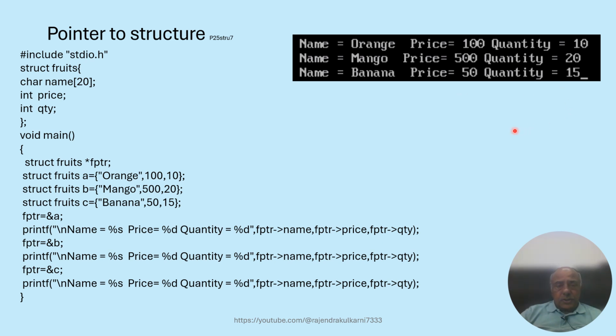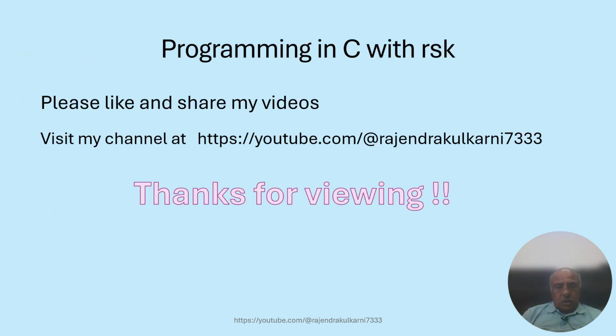So this is how a pointer to a structure works, how we can use the pointer to a structure for accessing the elements of a structure variable by assigning that structure variable's address to the pointer to structure, which we declare with our normal star notation, struct fruit star fptr. So this is all about the structures.